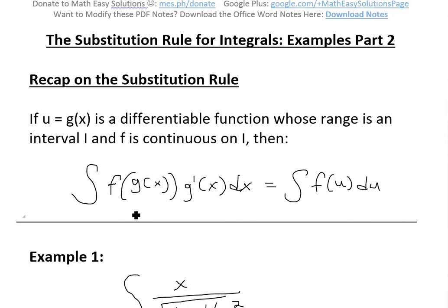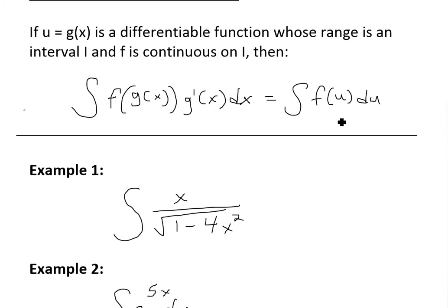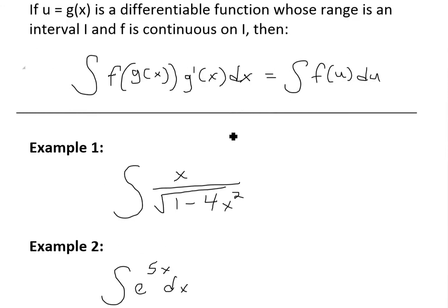Then if you have a function, let's say f of g of x times g prime of x dx, you could simply substitute u equals g of x and the differential du to replace g prime of x dx, and this whole integral will equal the integral of f of u du. So make sure to watch the video link below on the proof of this theorem, or this rule.